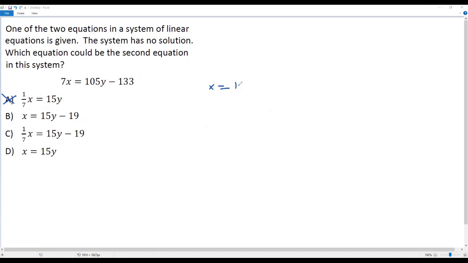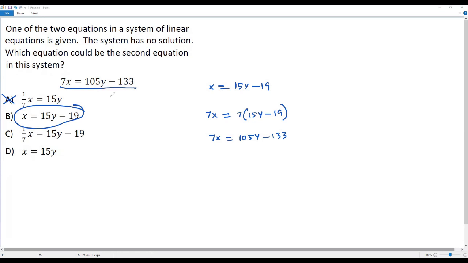We have x equals 15y negative 19. Let me multiply both sides by 7. Then I'm getting 7x equals 7 times 15y negative 19. 7x equals 7 times 15y is 105y, and 7 times negative 19 is negative 133. Now I got the linear equation in answer choice B exactly in this format.